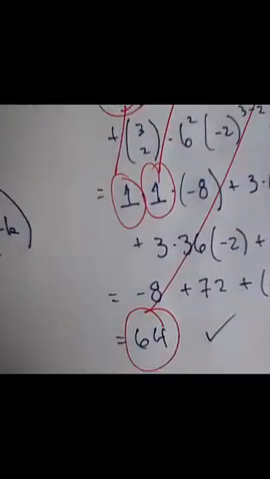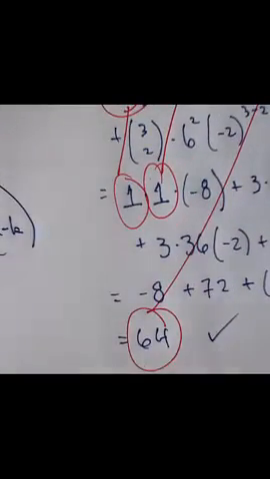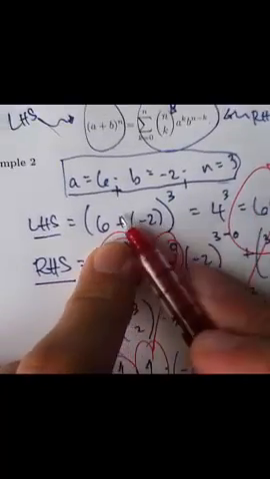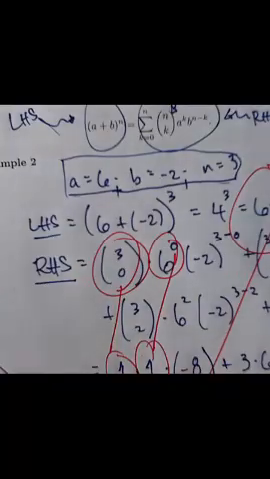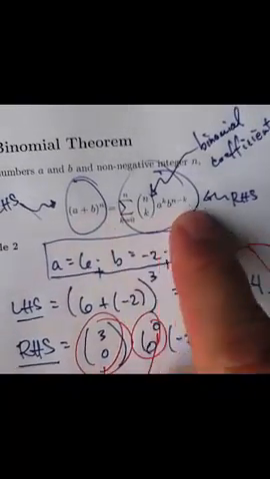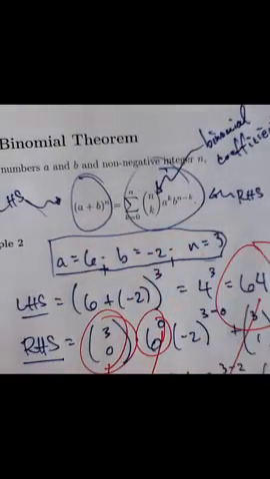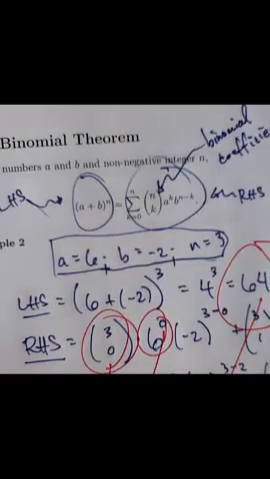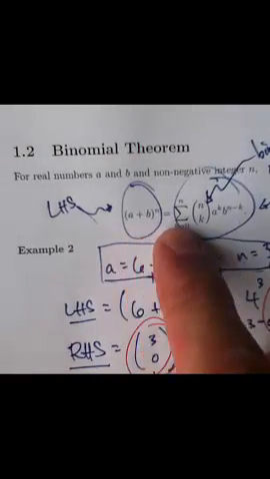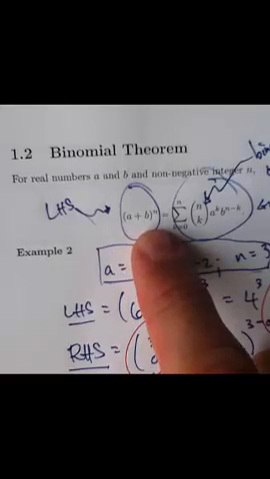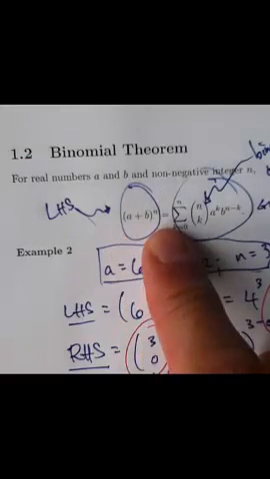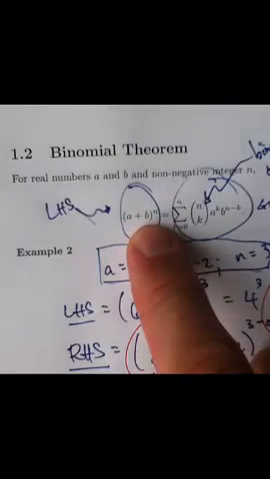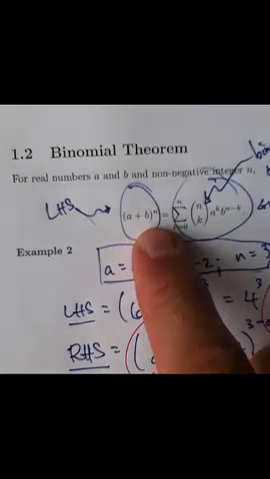Now, of course, why in the world would you want to do this when this is so much simpler? You just take 6 plus negative 2 and raise it to the third power and you get your answer. Well, the answer is you would never want to apply the binomial theorem in a case like this. Where it really comes in useful is when a and b are not known quantities and you want to prove something. It's really useful when a and b are not known.